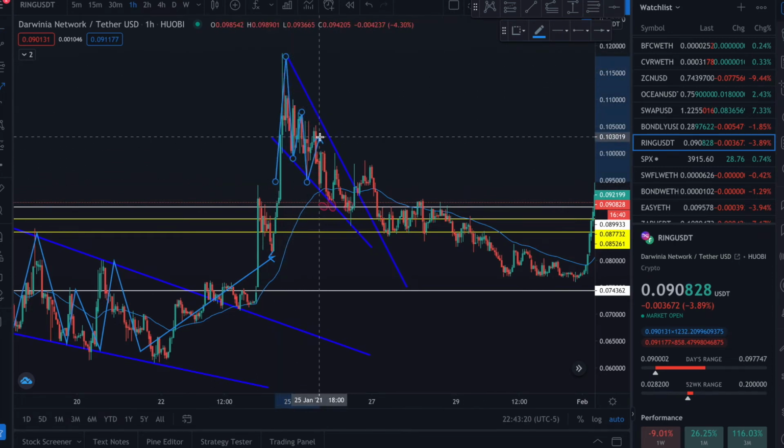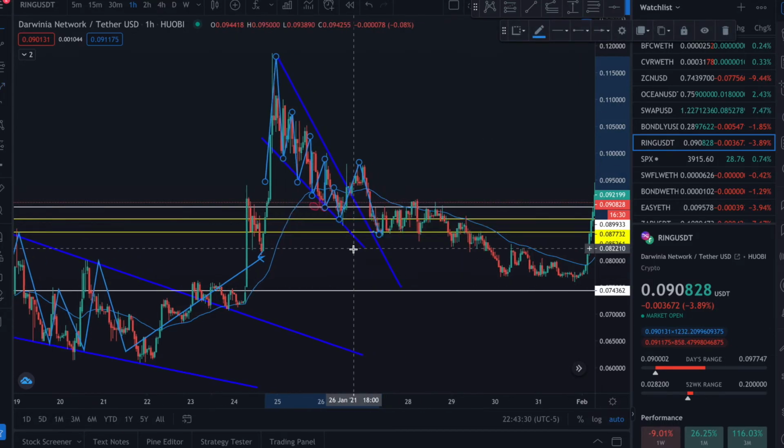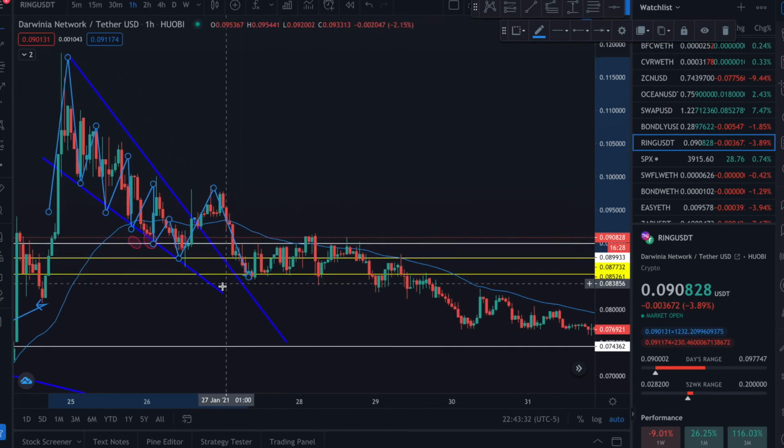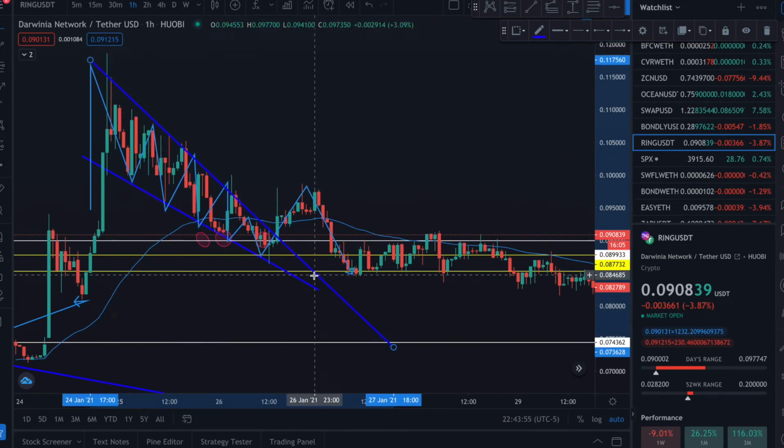It's real coiled. It's really coiled here. It's really tight. And it tried to bust out, but it broke down immediately, right? It kind of looked like it tried to bounce off of this line. So it looks like you have something like this, right?